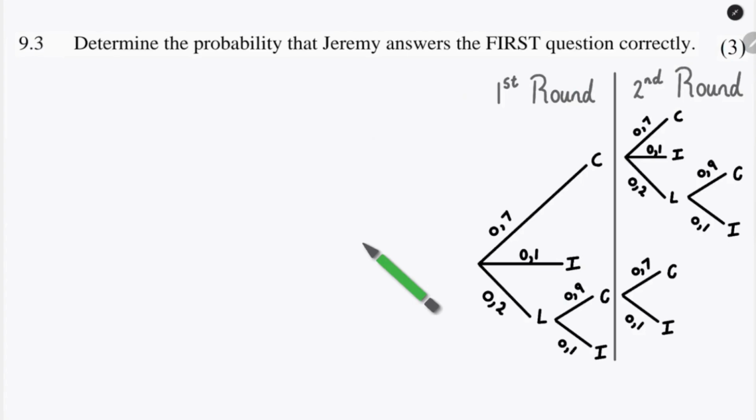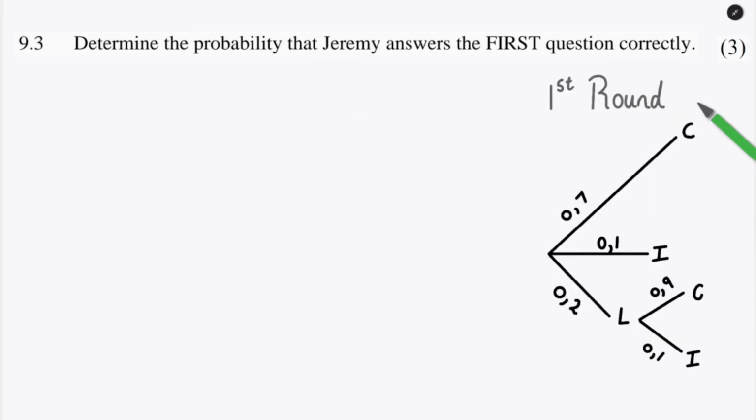In 9.3, we need to determine the probability that Jeremy answers the first question correctly. So we're only in the first round. So we're going to ignore the second round. And now I can see 2 branches where he answers the first question correctly. He can use a lifeline and then get it correct. So in this blue branch, he gets it correct. And then he can just answer it correctly straight away if he's a smart cookie. So the green branch, he also gets it correct.